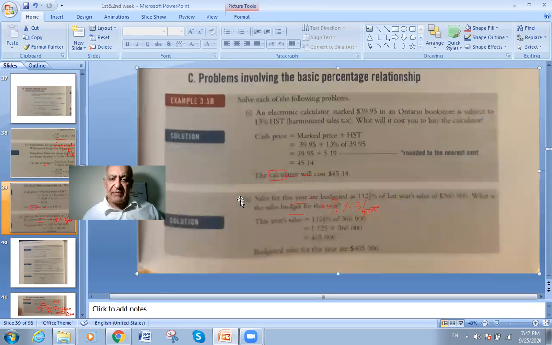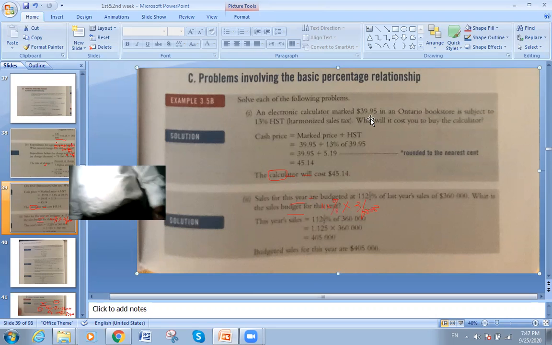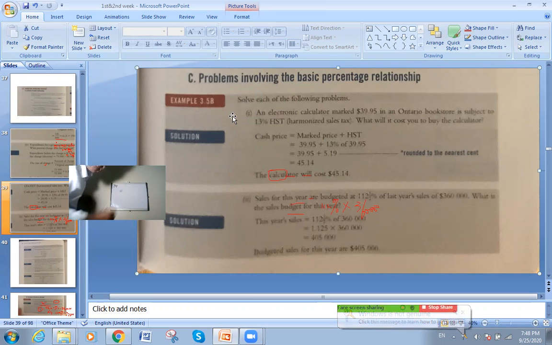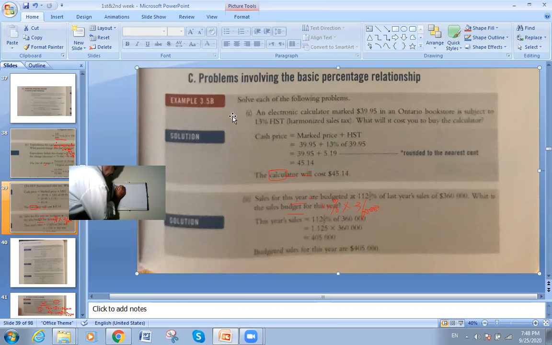I had an example before like this, and I will repeat it. An electronic calculator marked 39.95. So the calculator's price is $39.95. This is the real price.